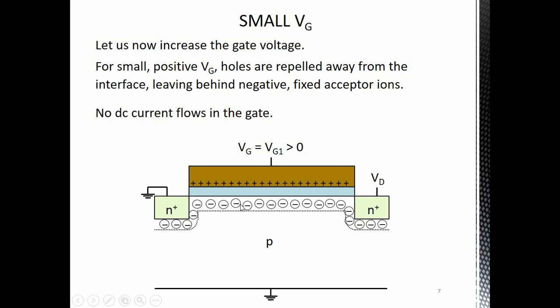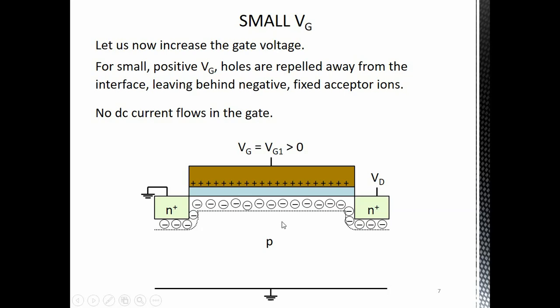This is called a space charge region or a depletion region. It is called a depletion region because it is depleted of holes. There are no holes left. So this is what happens. There are fixed acceptor ions, they cannot move. There are positive charges in the metal, but let us not discuss this further.